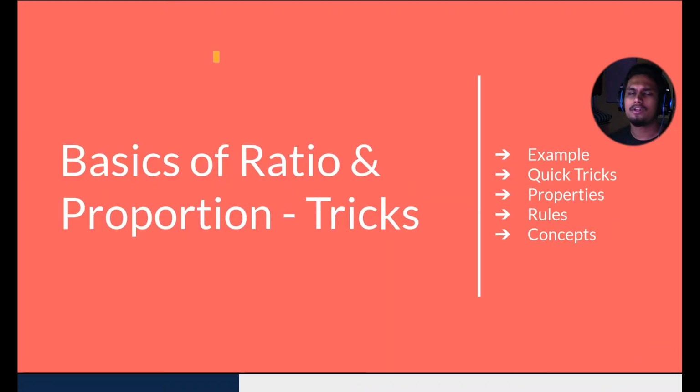In this video also we will see quick tricks based on some fundamental theories. This is not something magic, but these are fundamental things that you have to learn to do the problems very quickly. So let's move on to the first trick from proportion.